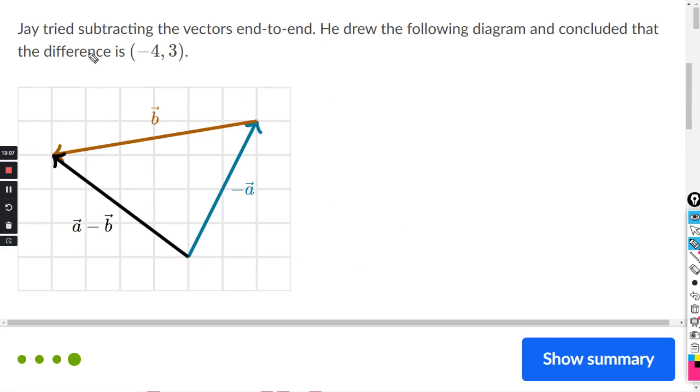Here, Jay is trying to subtract A minus B, but you want the negative version of B, not the negative version of A. So that's where Jay made the mistake. He did negative A instead of negative B. Let's look at the other method.